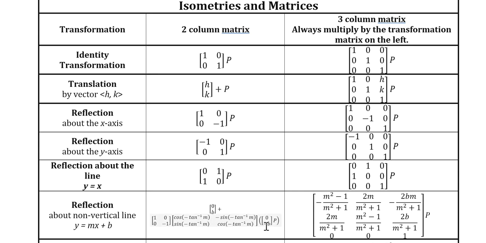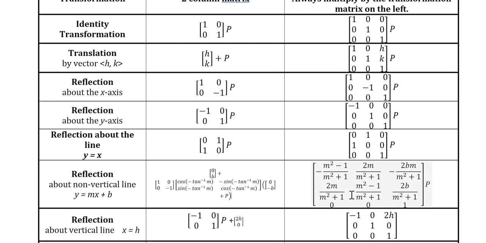So what we're really doing is, actually I think this one's supposed to be a plus. What we're doing is translating up or down by b so that the line is essentially going through the origin. Then we reflect, and then we translate back up. If you work all that out for a 3x3 version, this is the formula here in terms of the slope and the y-intercept.